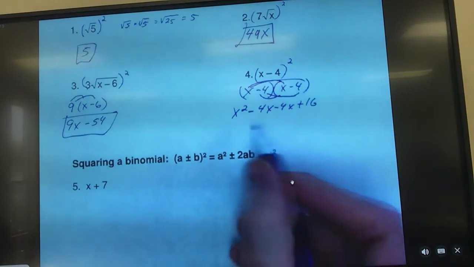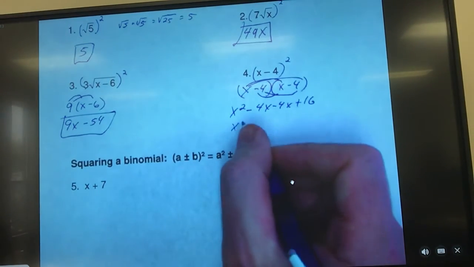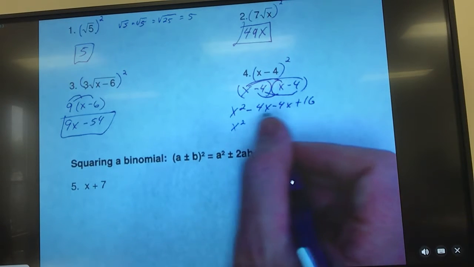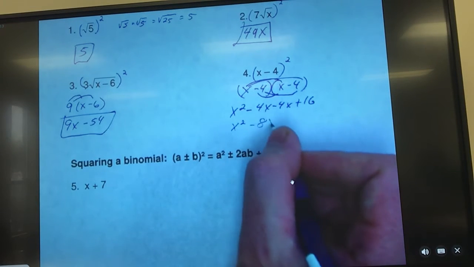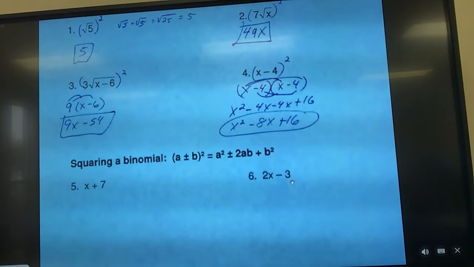Which two can I combine? The two in the middle, right? So like terms. So I got x squared. What's that come out to? Minus 8x plus 16. Can't do anything with any of the rest. That is it. That is all. That is done.